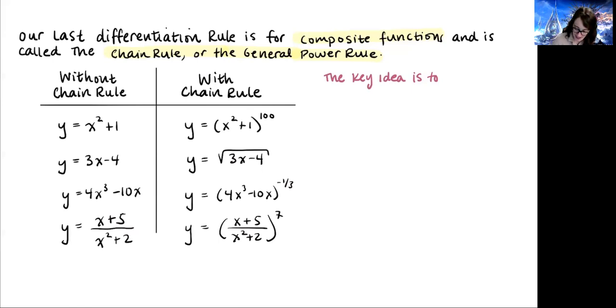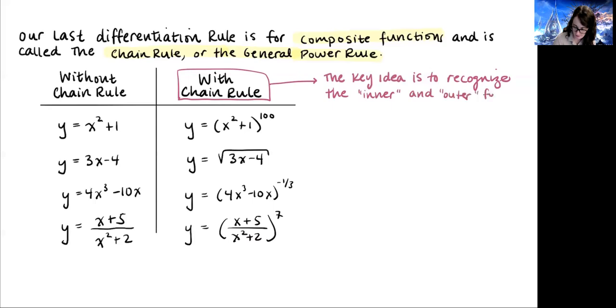Okay, so again, the key idea for using the chain rule is to recognize what the inner function is and what the outer function is. So let's take a sec to do this with these particular examples here.